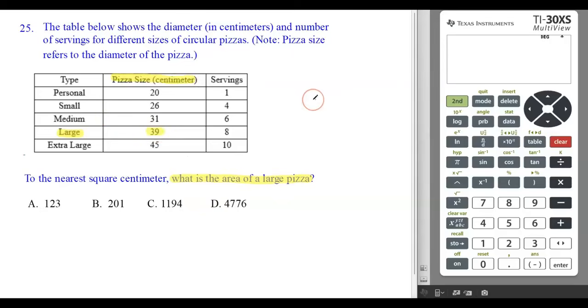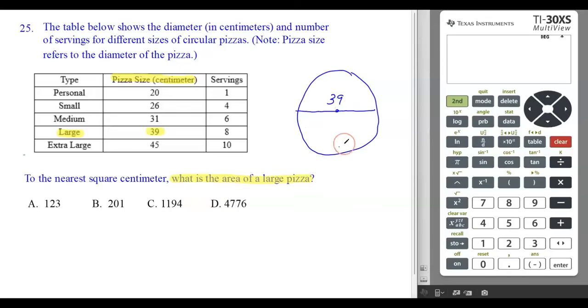So I'm just going to draw a circular pizza with a diameter of 39 centimeters. So the diameter is a line segment that goes through the center of the circle and it touches each edge of the circle. You can draw it here, you can draw it here, however you want. I'll just draw it straight across. The diameter is 39.